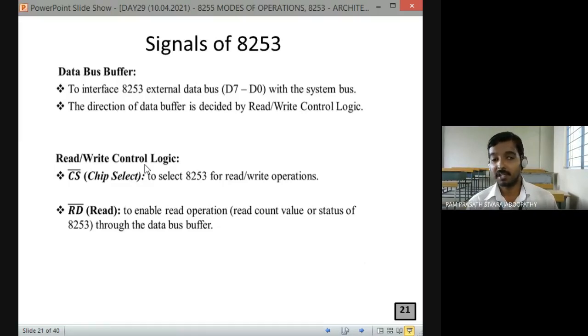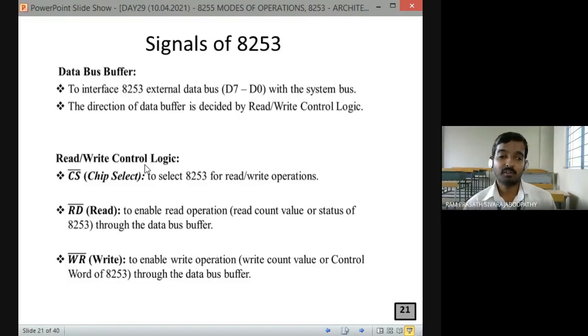See, apart from writing the count value, we can also read it. Then WR bar: for writing the count value or configuring the control word register. To configure the counters, we have to write some control word in the control word register. For that purpose we have the write signal. Whenever you are writing data, the WR signal is generated automatically. When you are reading, the RD bar signal is generated automatically.